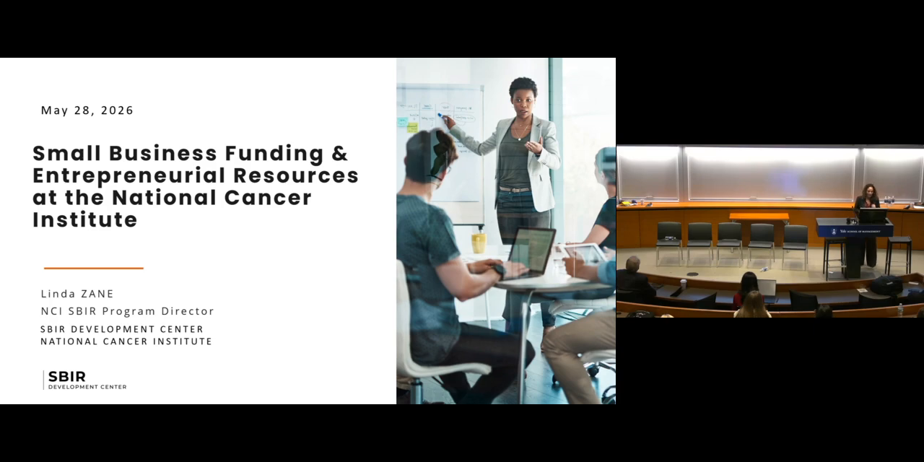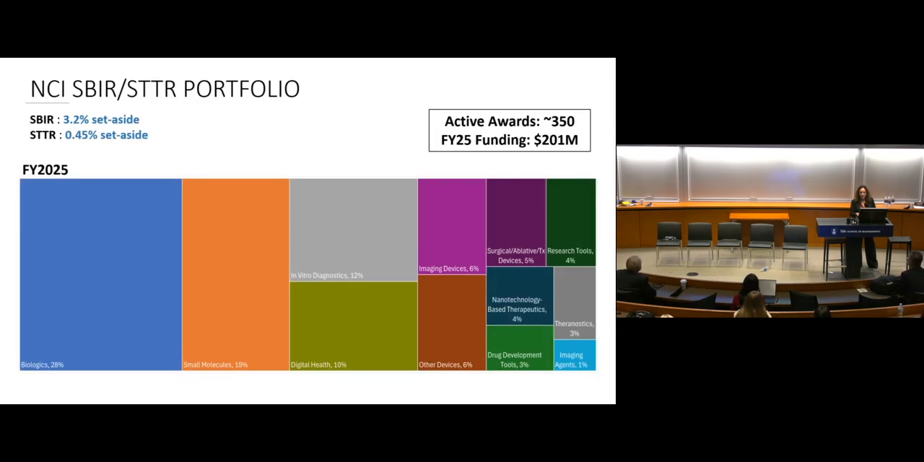Okay. So, good afternoon, everyone. I am a program director at the National Cancer Institute Small Business Innovation Research Development Center. At NCI, we have a budget of about $200 million, and last year we funded about 350 projects. We are pretty much technology agnostic. We fund some diagnostic, therapeutic, digital health, research tool, anything that is in the cancer space.